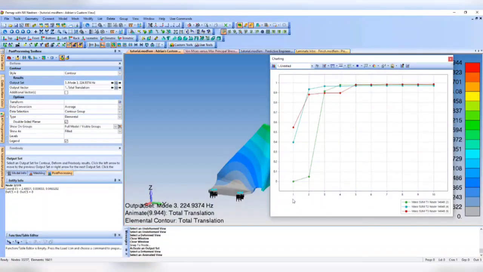So what this is basically telling us is that our main frequencies and our main modal shapes that we want to concentrate on are 1, 2, 3, and 4. We don't need to worry about 5 through 10 when we assess our system from a dynamic perspective.